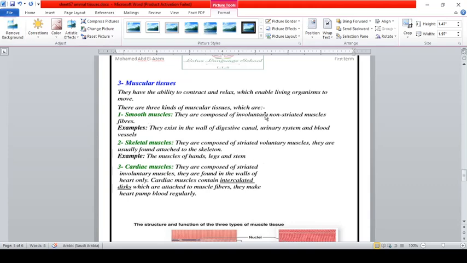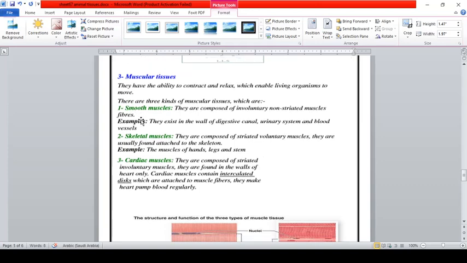Involuntary means not controlled by the body. We can't control it. Not striated muscle fibers. We can find it in the wall of the digestive canal, in the wall of the urinary bladder, and the wall of the blood vessels. All the viscera, all things in the abdominal cavity and urinary system and blood vessels. In these walls, we have smooth muscles that we can't control because they are involuntary muscles.